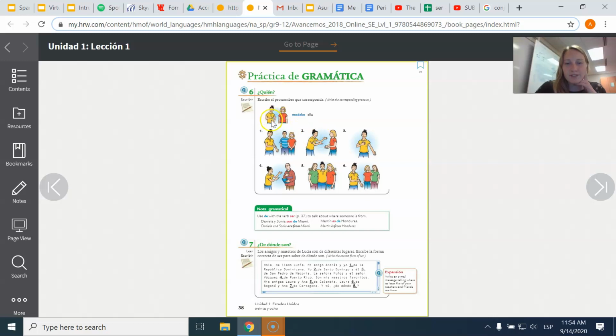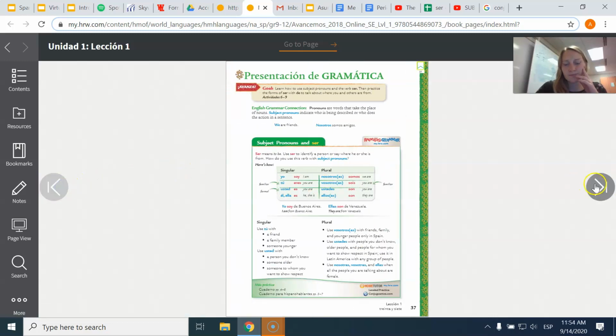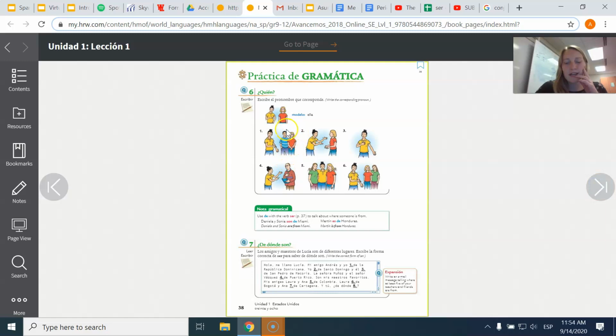But for example, here the girl in the yellow is talking about ella, which means her. Now she's talking about these two groups of people, so what's the pronoun she's going to use? Feel free to look back at this page. She's going to use ellos, that is they. She's like, they like to eat pizza, right? Ellos.